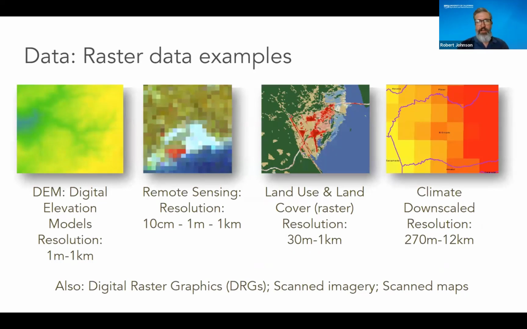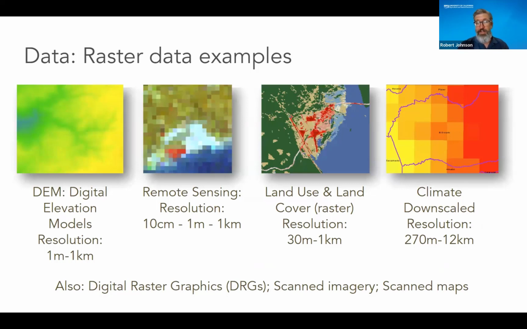Raster, on the other hand, can be a number of other things as well. We have digital elevation models here. We'll be working a little bit with that today. Remote sensing data, specifically imagery. You can have RGB, true color image. You can have multispectral image. You can have thermal data.